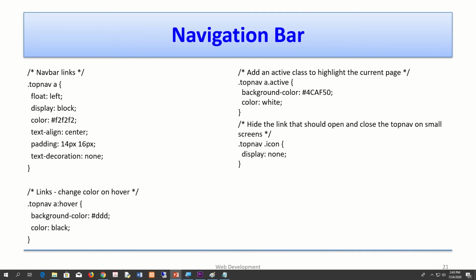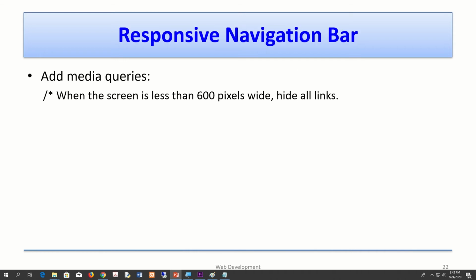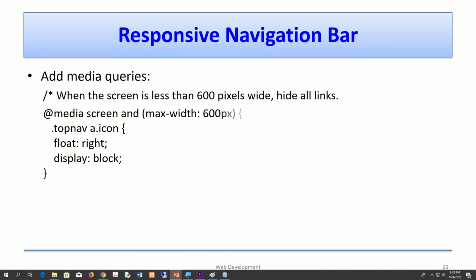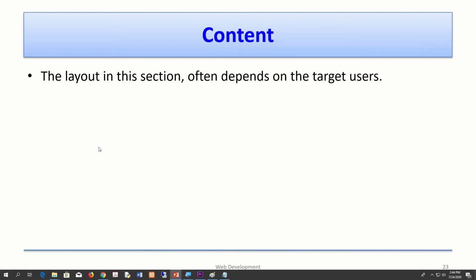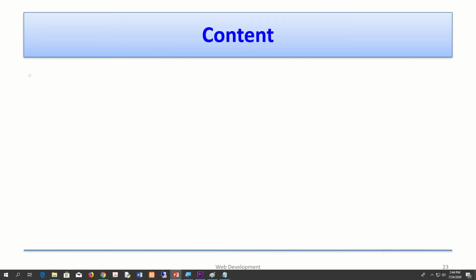So let's see, right? We can add these properties, and then we can add media query, right? So here the media query is, if it is less than 600 pixels, you can float all the navigations to right and display as a block. All right, so let's see that in an example.